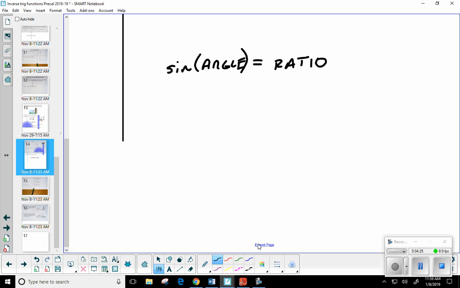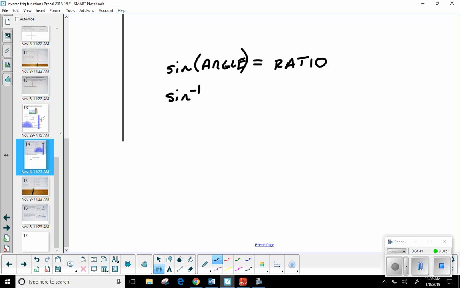Remember sine, a lot of people were telling me it's the opposite over the hypotenuse, y over r. If it's cosine, it's the adjacent over the hypotenuse. So it always gives you a ratio of the sides of a right triangle. Now, what we're going to do is work backwards, given the ratio, to find the angle. And if we want to do that, that's when we take the inverse.